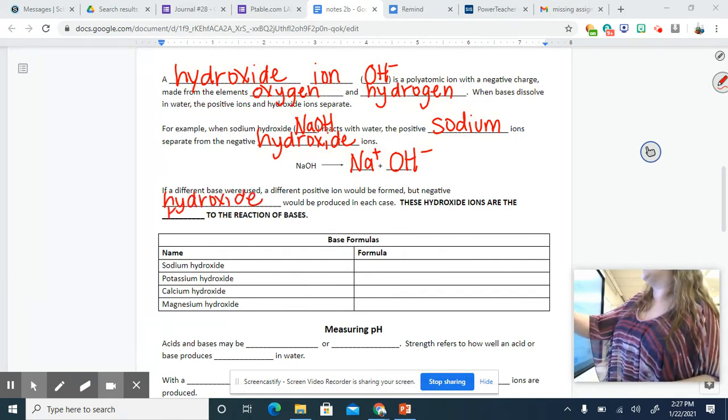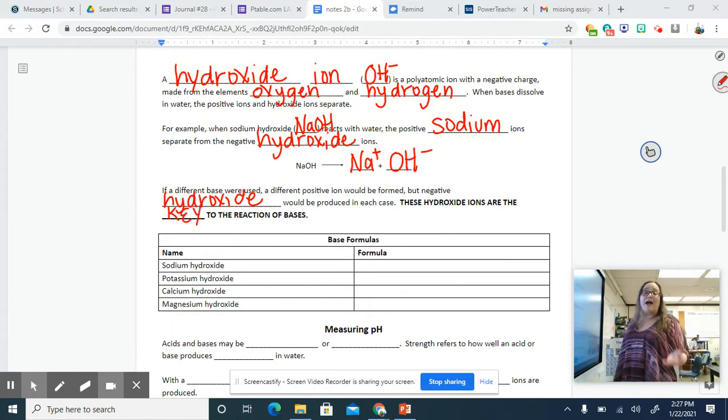And those hydroxide ions are the key to why bases react the way they do. Why do they make your face want to melt off? Why do they neutralize acids? It's because we've got that hydrogen positive balancing out with that OH negative. And when they snap together, we get H2O.